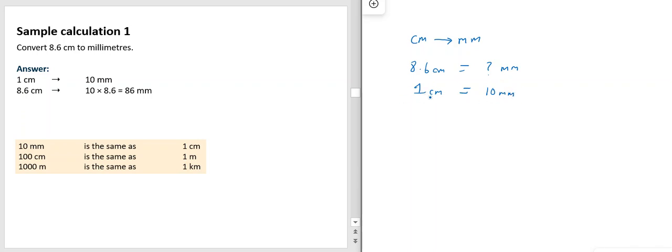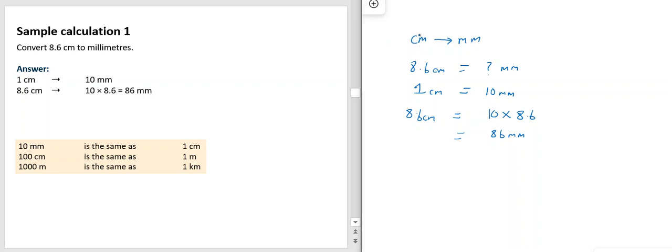So if 1 centimeter is 10 millimeters, then 8.6 centimeters is going to be this amount multiplied by, so it's just going to be this multiplied by that. So 8.6 centimeters is going to be equal to 10 multiplied by 8.6, and that's going to be equal to 86 millimeters.